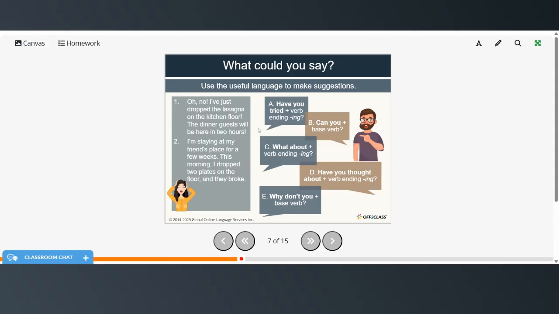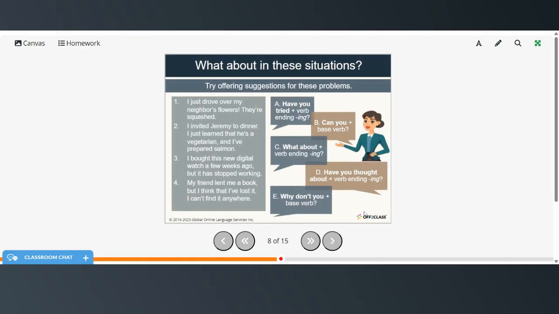So, oh no, I've just dropped the lasagna on the kitchen floor. The dinner guests will be here in 2 hours. What about ordering a new lasagna online? Might be one suggestion. So see if you can come up with some other sentences for each of these. Same thing here. See if you can offer some suggestions using these sentence structures.